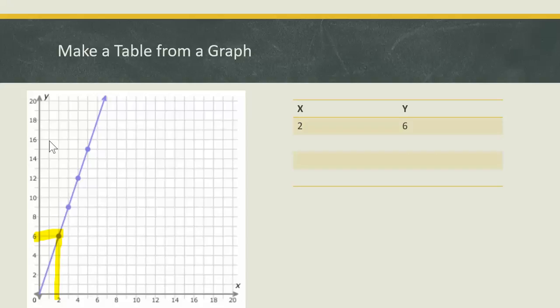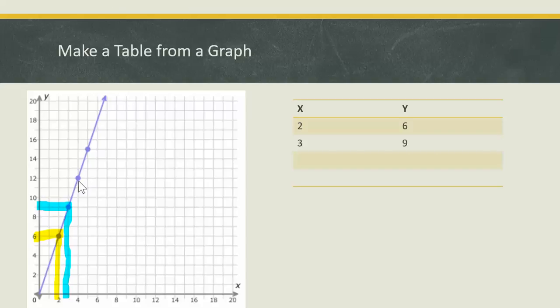Again, I'm going to draw my line straight down to figure out my x value. And there's not a number written there, but I can tell that I went from 2 to 4 to 6. So in between there must be 3. So my x is 3. And then drawing straight across, same thing, I'm between 8 and 10. That must be 9. So I'm going to put 3, 9 in my table.